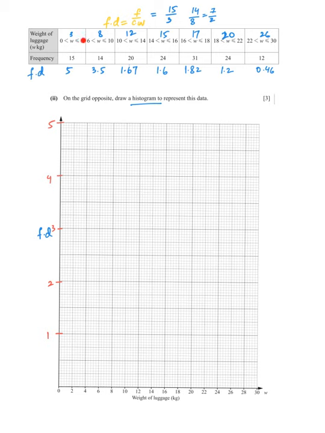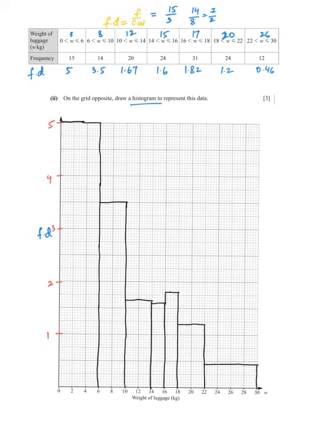So from 0 to 6, the frequency density we have is 5. So from 0 until 6, that is your first bar of your histogram, and you need to plot your histogram in the same manner. Like for the second one, from 6 till 10 it's 3.5, right? So from 6 till 10 it's 3.5, and you need to continue your histogram. You need to draw all the bars in the same manner. So that's how your histogram looks.